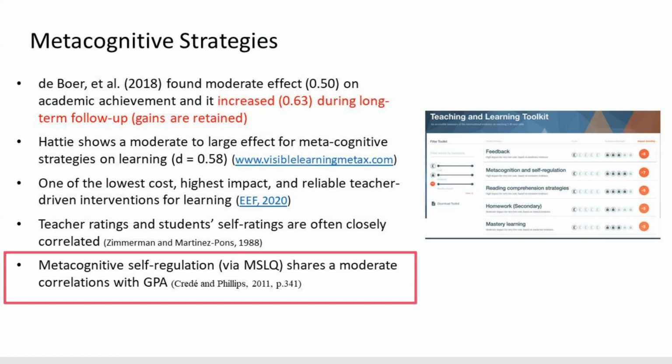And I think another one that is worthy of a mention is this study by Creed and Phillips in 2011, because it was a large review on what is the most popular questionnaire or survey on the metacognitive skills that we want our students to develop. It's called the Metacognitive Strategies for Learning questionnaire. And they found that that questionnaire and the results on that questionnaire have a moderate correlation with grade point average in college students.